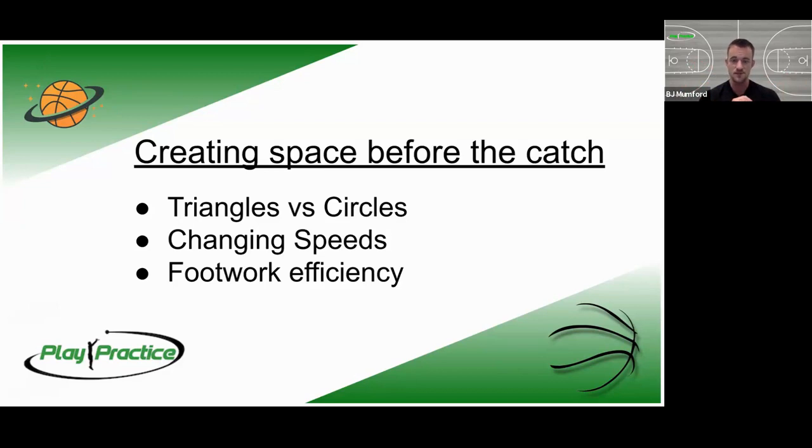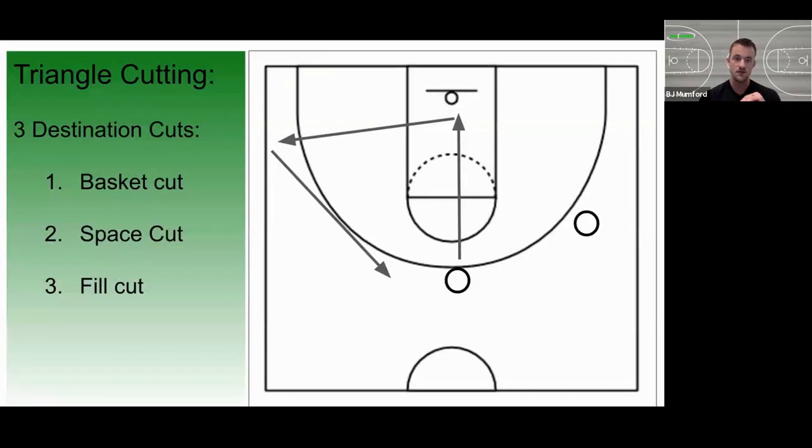Changing speeds, something we're going to talk about off the dribble as well. How can you be unpredictable by constantly changing speeds and direction at the same time? And then footwork efficiency. So with each of our cuts and our circle movement, how are we using our feet to get into shot ready position as soon as possible? Again, with the theme of, before we even catch the ball, preparing ourselves to be a shooter as soon as the ball arrives.